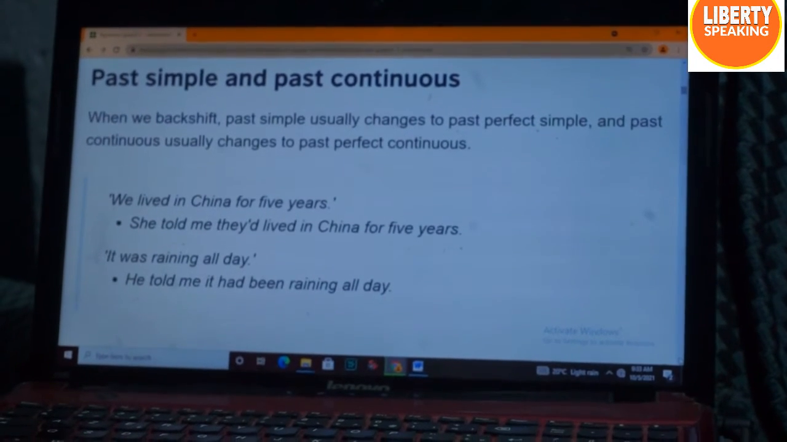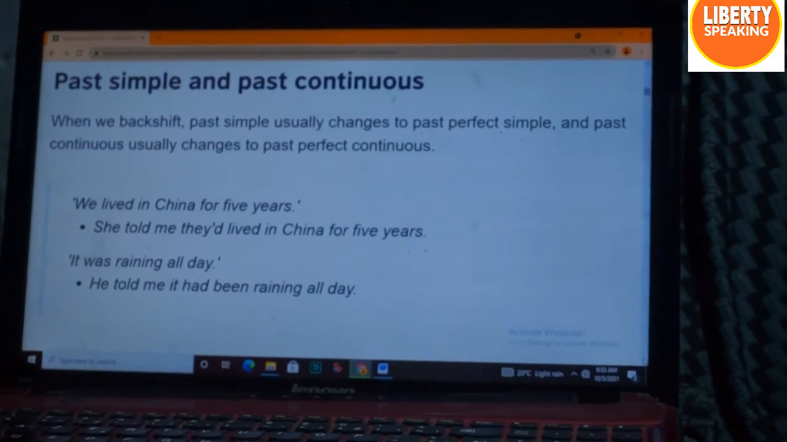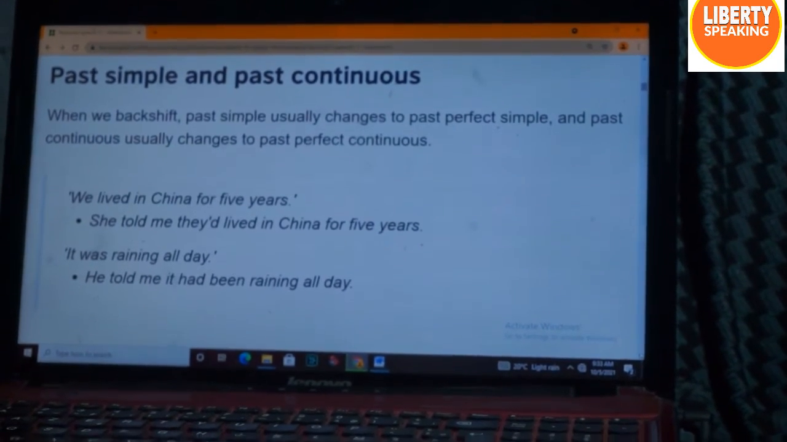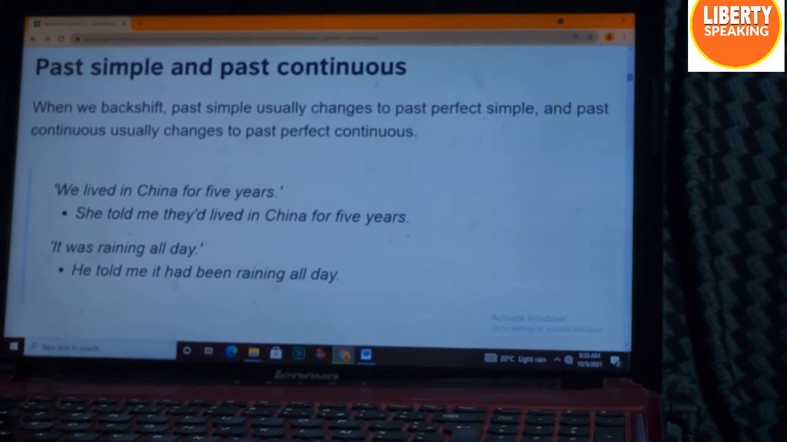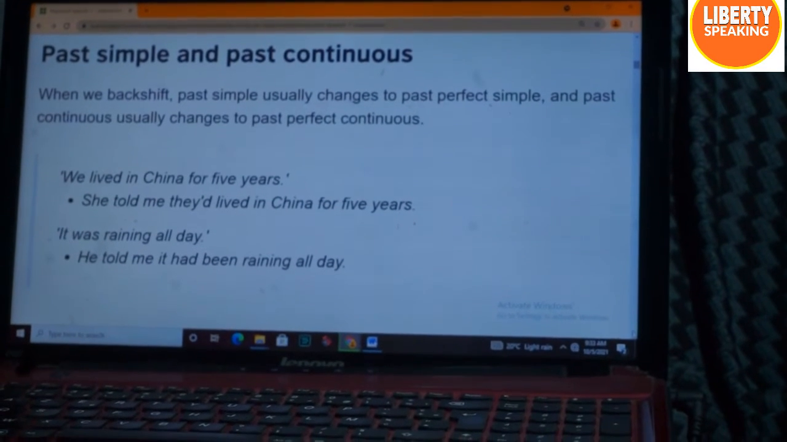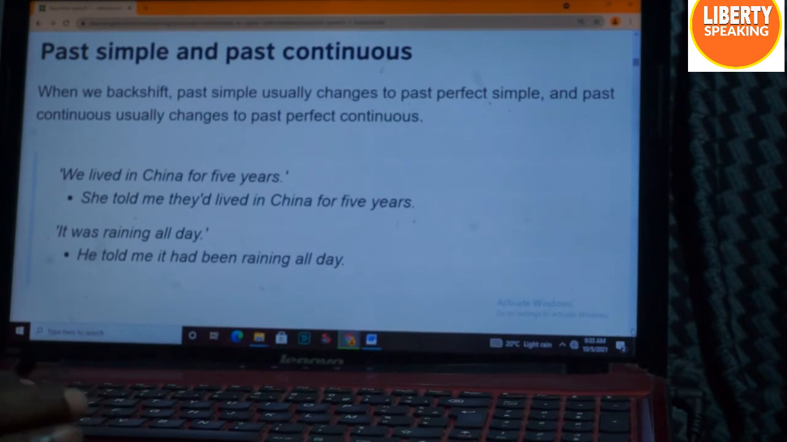Past simple and past continuous. When we backshift, past simple usually changes to past perfect, and past continuous usually changes to past perfect continuous. Now, in this sentence, we lived in China for 5 years is past simple. So, in indirect speech, you say, she told me that they'd lived in China for 5 years. They'd lived is past perfect.